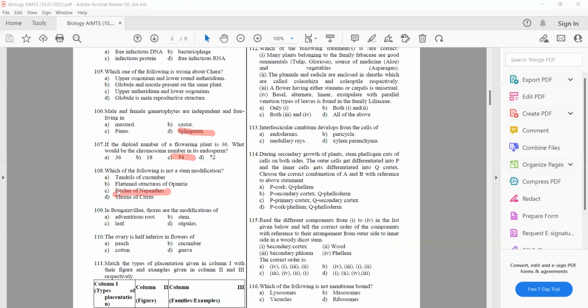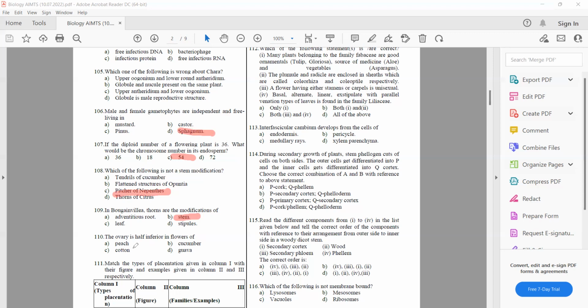109. In bougainvillea, thorns are the modifications of what? When we talk about bougainvillea, the thorns are modifications of stem. We know thorns are hard, pointed, straight structures meant for protection. The axillary bud gets modified to a thorn. So stem will be the exact right answer.